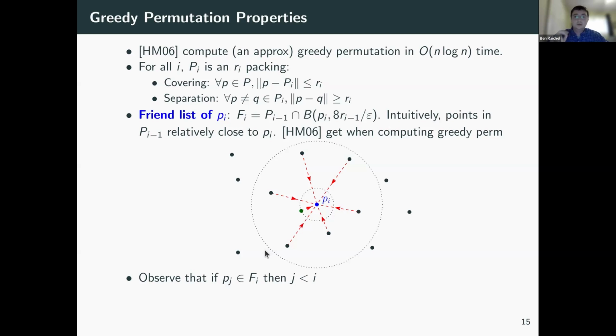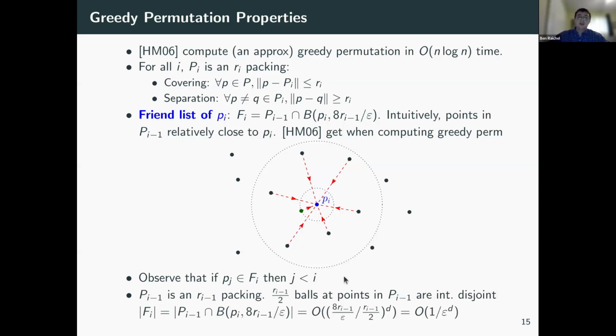And I can make two easy observations. First, if you're my friend, if p_j is in the friend list of i, then j is less than i. But that's obvious because I only added edges from the prefix. I only said things are friends if they're in my prefix. So obviously they have to have smaller index.